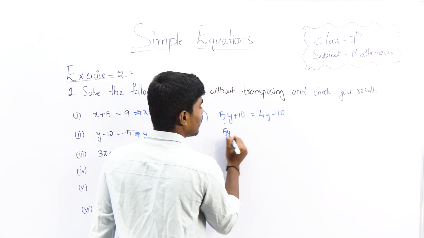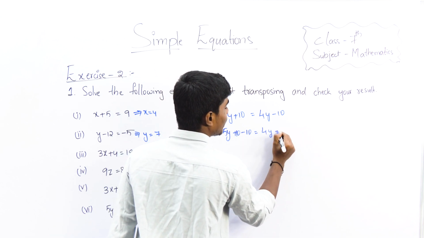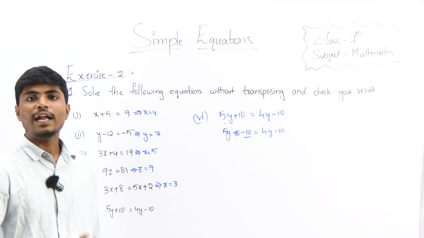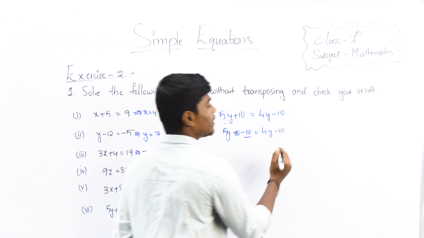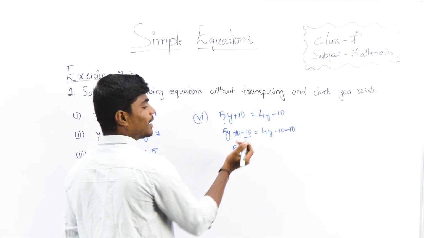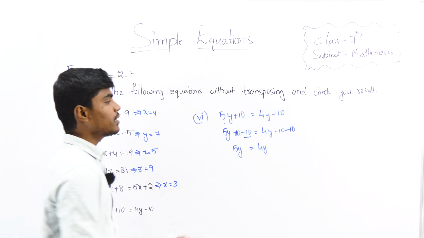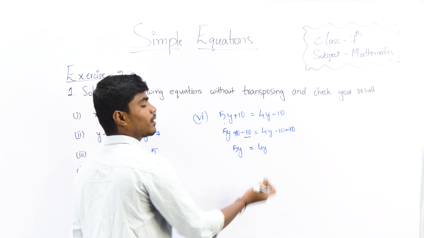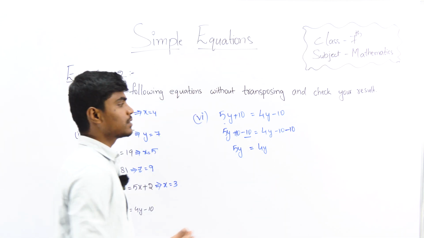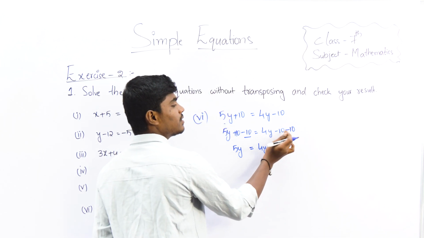So 5y plus 10 minus 10 is equal to 4y minus 10. See, on the left hand side we have subtracted 10, so on the right hand side also we have to subtract 10. So minus 10. So 5y plus 10 minus 10 is 0. So it is equal to 4y. See here, minus 10 minus 10. Both signs are negative, so we have to add the numbers. 10 plus 10 is 20, and the sign is negative.